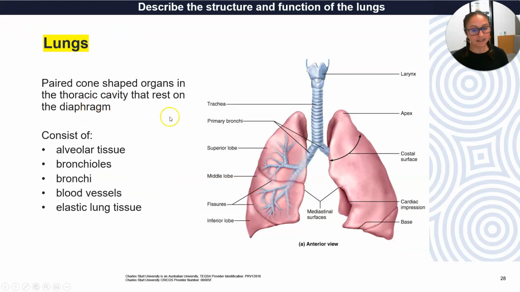So let's have a look at the lungs. We have two lungs, left and right. There are three lobes to your right lung, 1, 2, 3, and two lobes of your left lung.